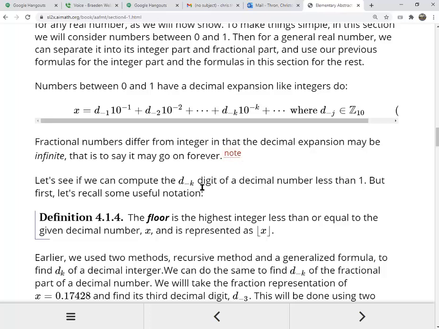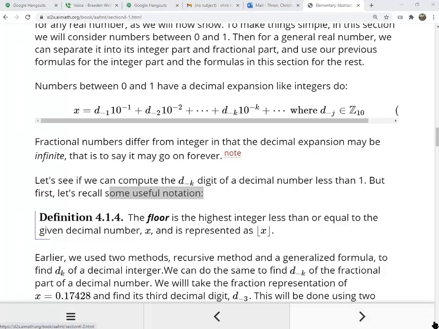Okay, so in order to compute these digits, we're going to use another function called the floor. So the floor function, you may have seen this before, you could also call it the greatest integer. So floor is the highest integer less than or equal to the given decimal number x, and is represented by this, what we call a floor symbol. It looks like a floor, so it kind of makes sense. Okay, so how are we going to use the floor function to find decimal places? Well, let's do an example.